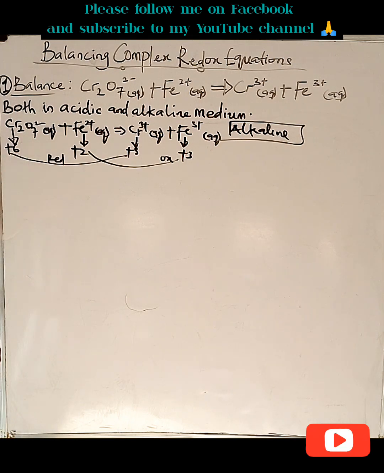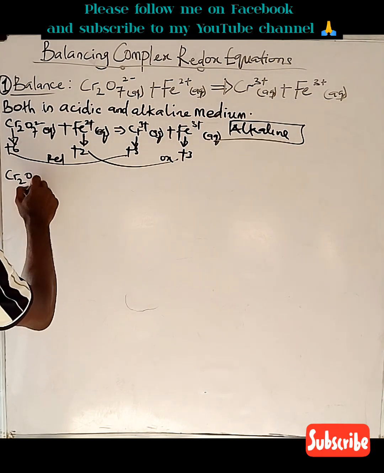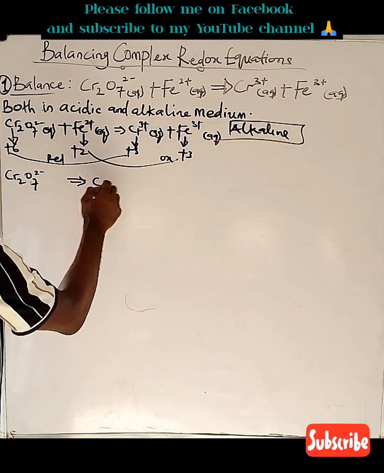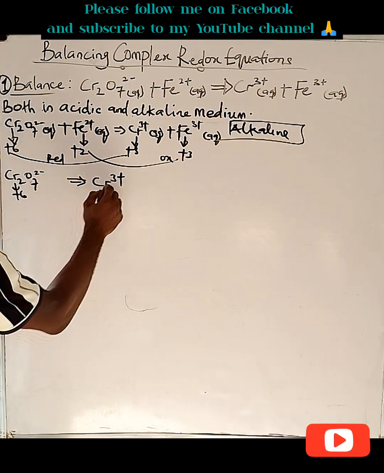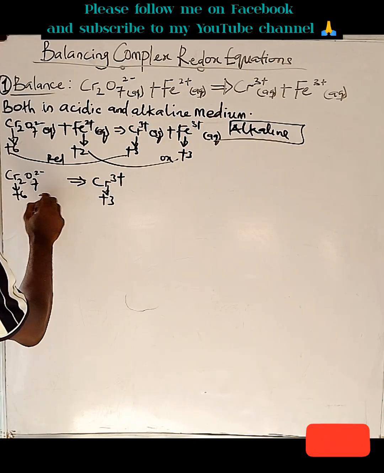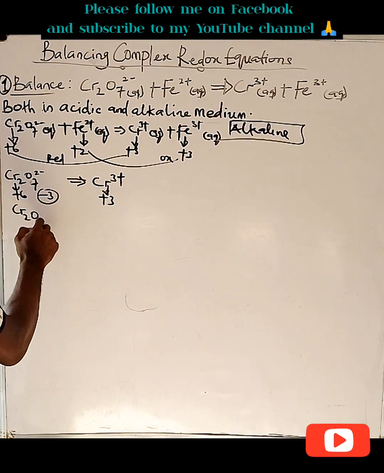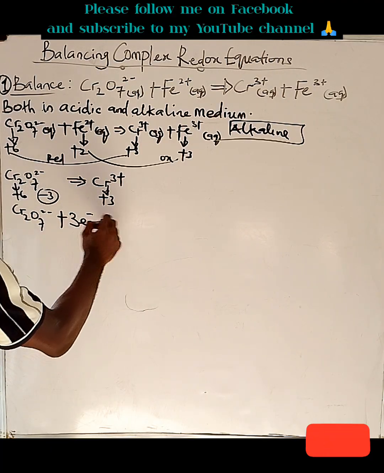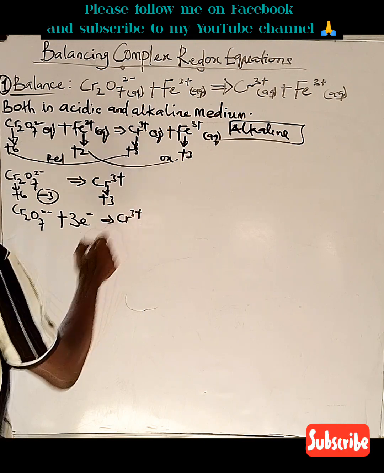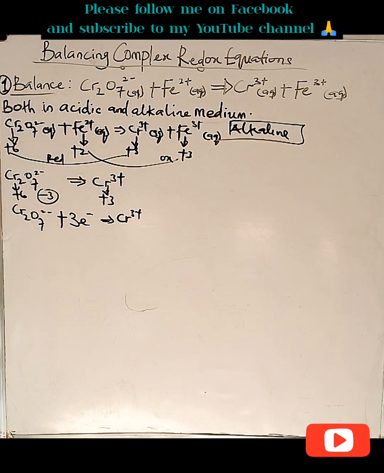Let's attend to the reduction end first. The Cr2O7 2- gives us Cr3+. So plus 6 moved down to plus 3. It's a reduction of minus 3. We talked about that already. So how do we explain this reduction of minus 3? That's going to be Cr2O7 2- plus 3 electrons to bring about Cr3+ on this other side. So what are we going to do next?